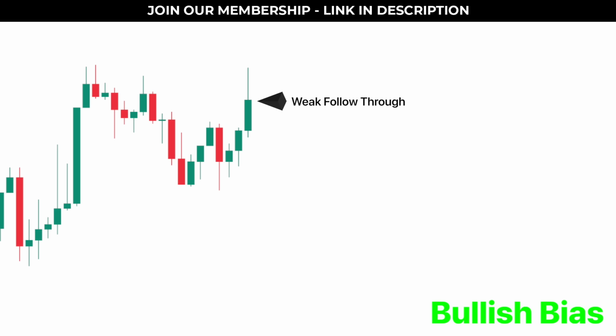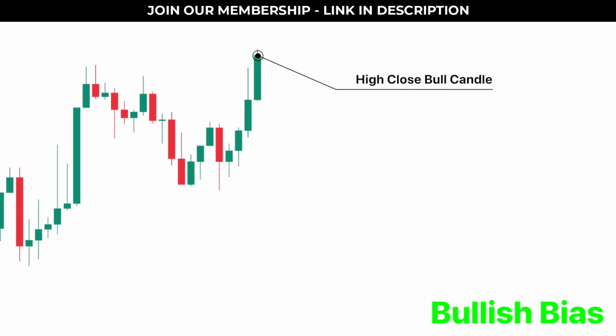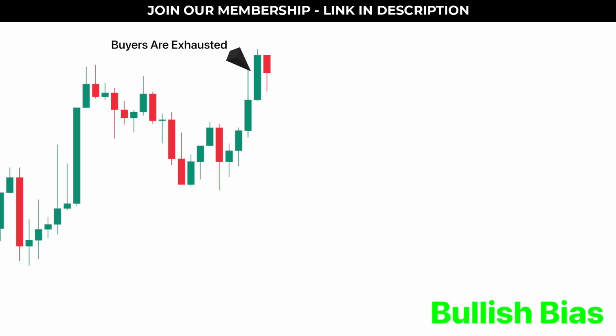However, the follow-through was not as strong as we hoped. We have a mid-close bull candle here. Still bullish, but as expected, the sellers tried to fight at these high levels again. The next candle is a high-close bull candle. This is a positive sign that the buyers have successfully absorbed the sellers and closed the price near its highs. However, we don't see a follow-through after this positive note. It's a sign that after absorbing all of these sell orders, the buyers do not have much fuel left.